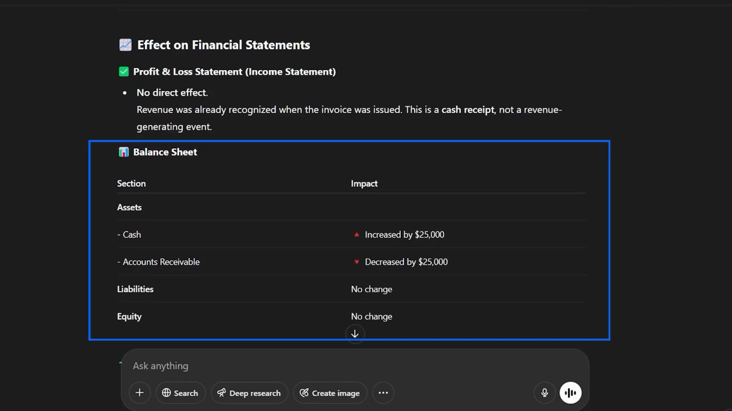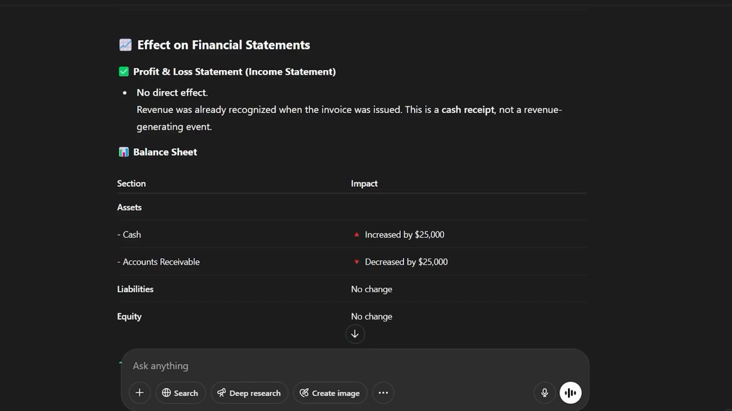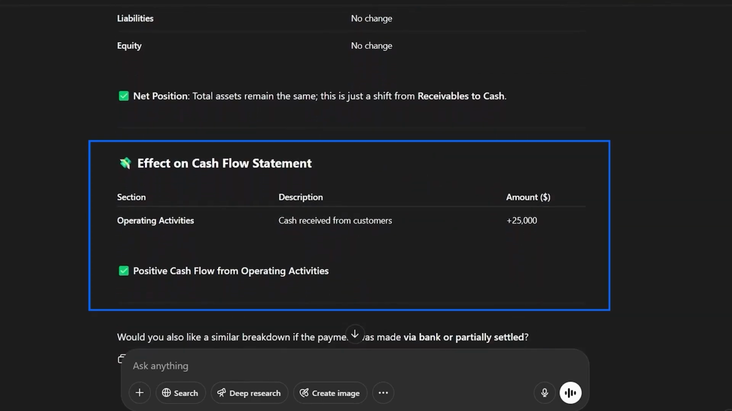On the balance sheet, ChatGPT notes that this transaction results in an increase in cash and an equal decrease in accounts receivable. Total assets remain unchanged, but liquidity improves due to the shift from receivables to cash. Liabilities and equity are not impacted. Lastly, ChatGPT explains that this payment appears on the cash flow statement as a $25,000 inflow under operating activities, representing cash collected from customers. The response wraps up by offering to provide alternate breakdowns for other payment methods, such as bank transfers or partial settlements, reinforcing its flexibility for different scenarios.